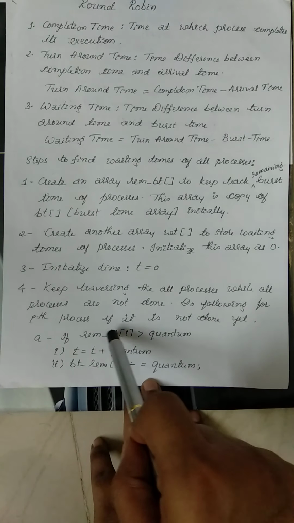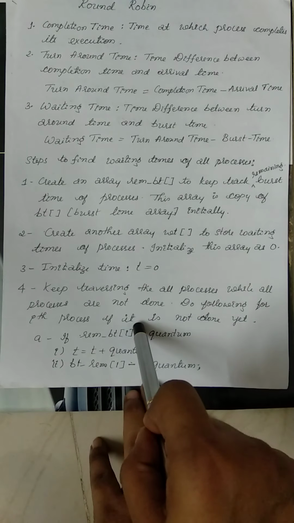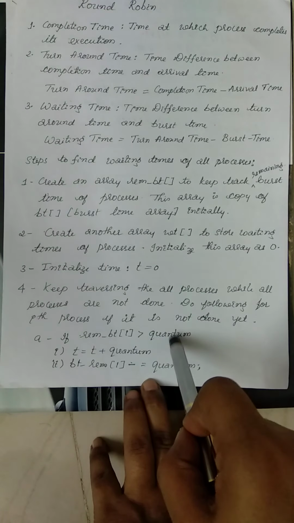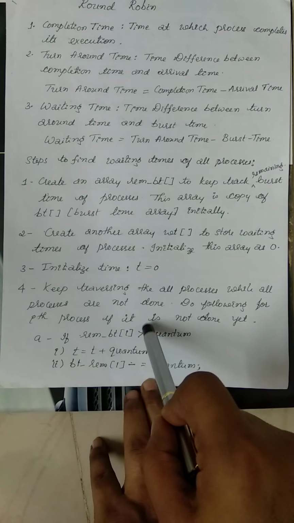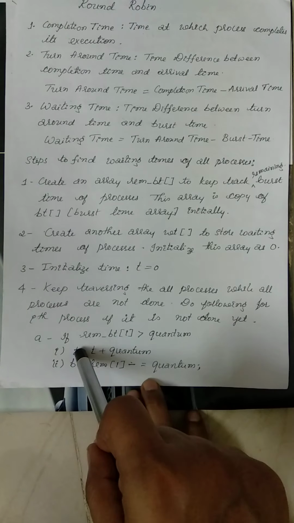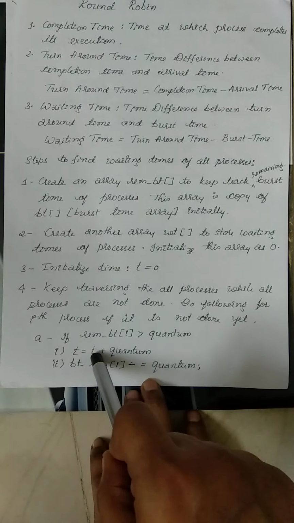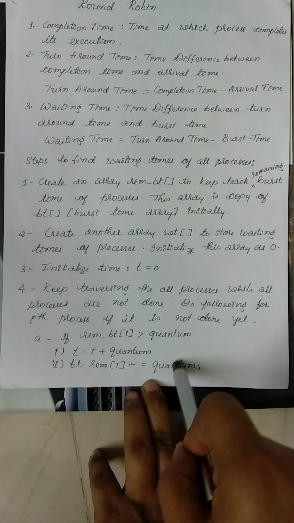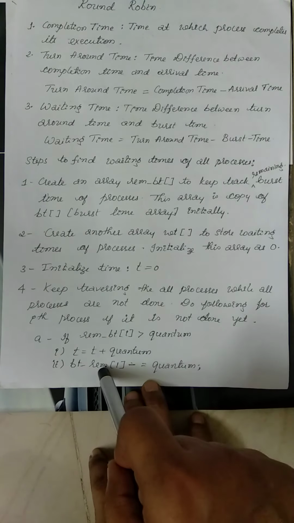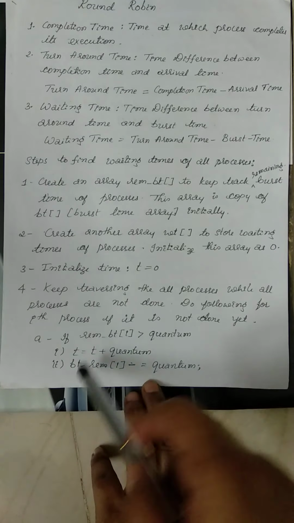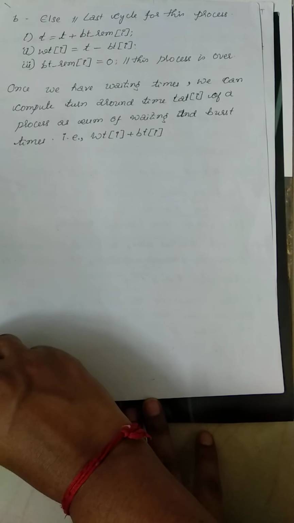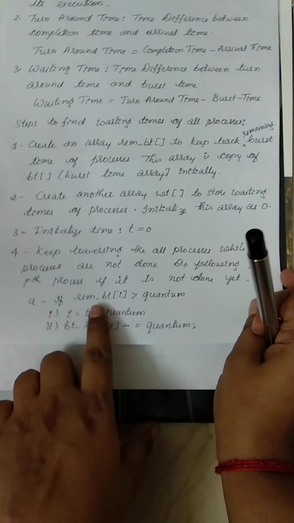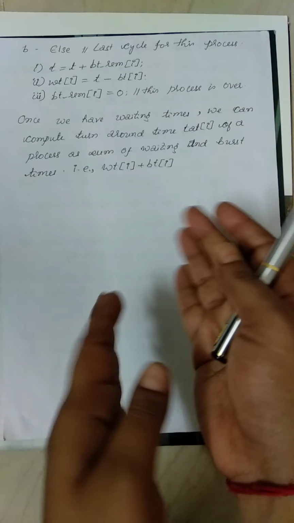If the remaining burst time of a particular process is greater than the quantum, then what happens? Increment the time by adding the quantum to it, and subtract the quantum from the remaining burst time of that process. And if this condition fails, then what we have to do? That means the burst time of a particular process is lesser than the quantum, right?